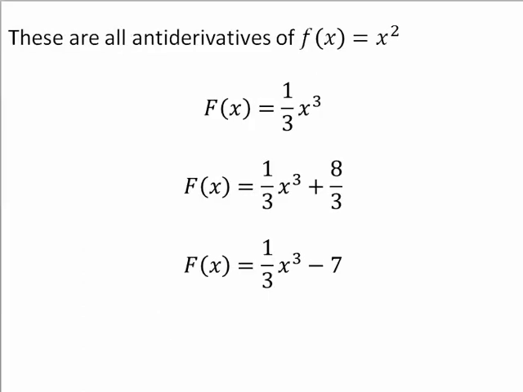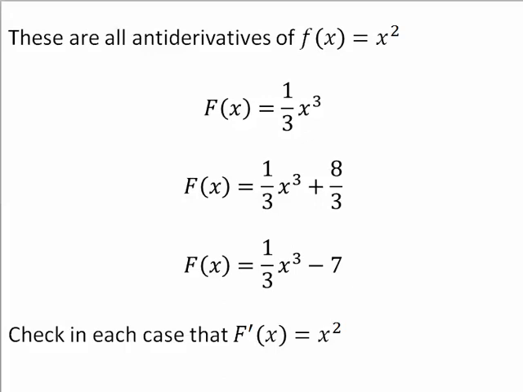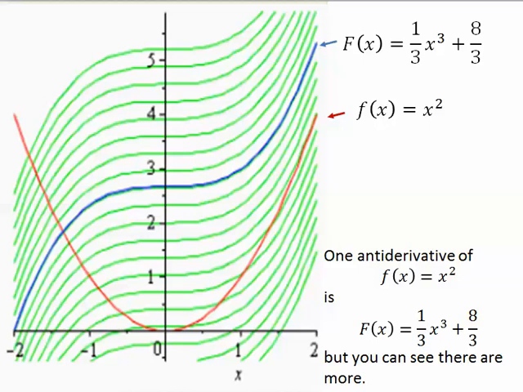Now, even though an antiderivative of x squared is 1/3 x to the third, it's not the only antiderivative, and I have two other examples here. And in all cases, you need to check that the derivative of big F is equal to x squared, your original function. So one antiderivative of x squared is 1/3 x to the third plus 8/3. But you can see that there are a lot more.